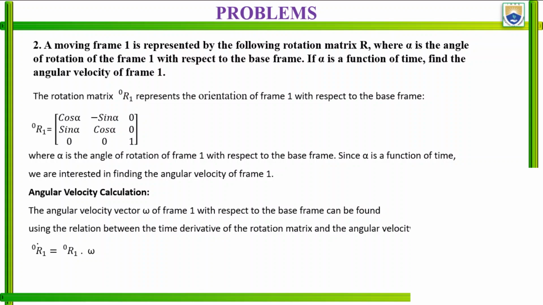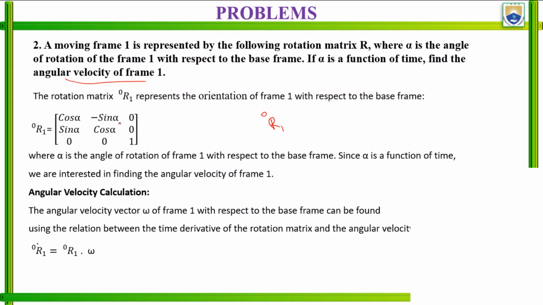If alpha is a function of time, find the angular velocity for frame 1. That is, he is asking us to find out the angular velocity for frame 1. Now, the rotation matrix, we are considering it as R1 to 0. The rotation matrix with respect to frame 1 is written as R1 to 0, that is frame 1 with respect to the base frame 0.